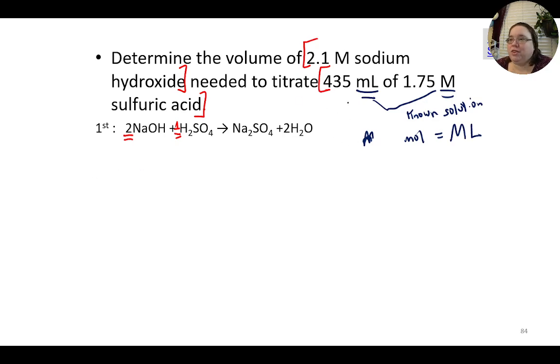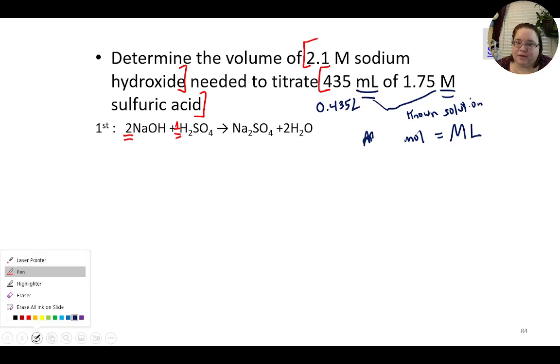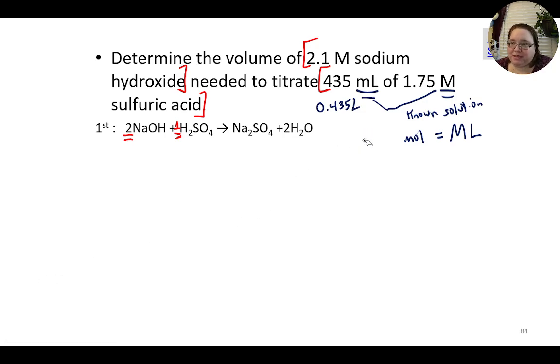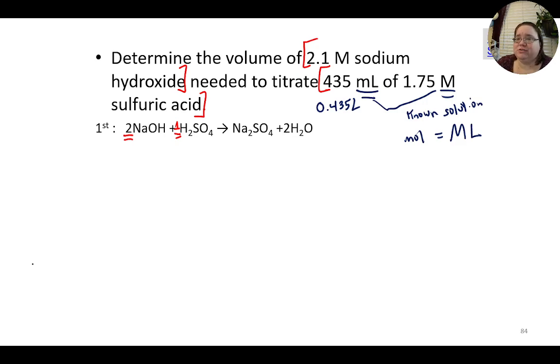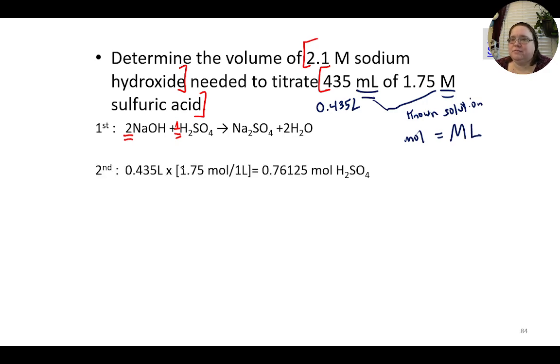Well, 435 milliliters is the equivalent to 0.435 liters. I would hope by now, my honors babies, you could do that conversion in your head, but if not, you are of course highly encouraged to show that conversion. So to get moles, I'm going to take 0.435 times 1.75.